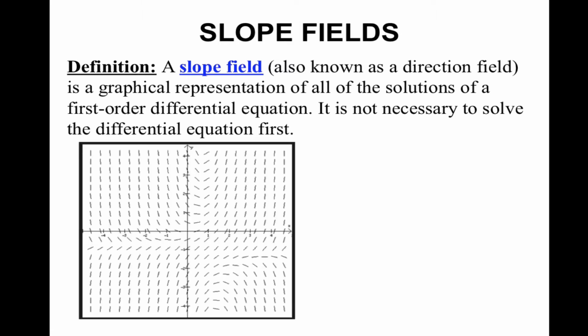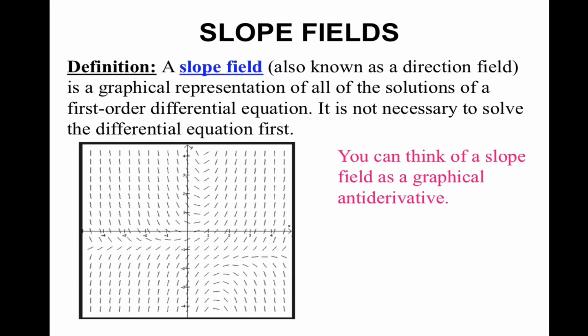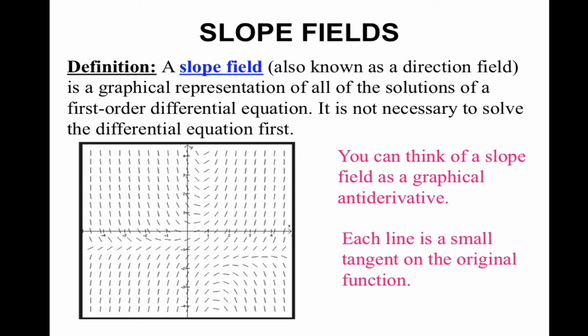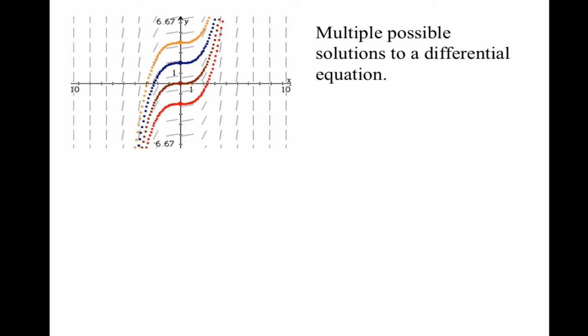So here is a visual picture of what a slope field looks like. You can think of it as a graphical antiderivative where each one of these little segments is a small tangent on the original function. As you can see in this example, we can have multiple possible solutions to a differential equation. This would happen if you did not have the value for the plus k.